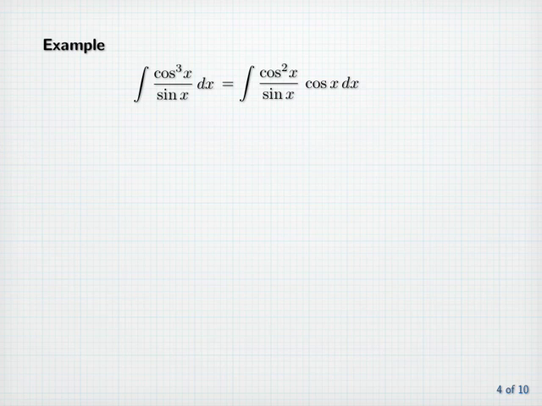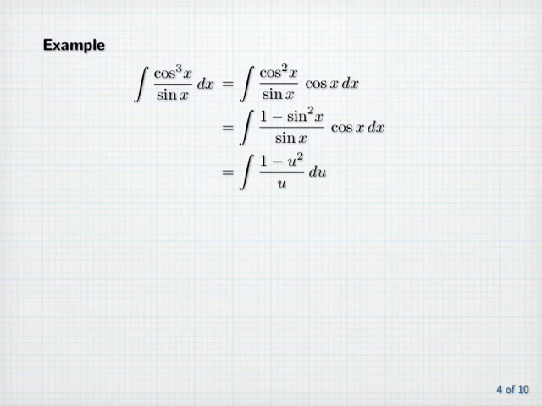In order to do that, we simply need to express the rest of the integrand in terms of sine, so we replace cosine squared x with 1 minus sine squared x, and now we make our substitution, and we get 1 minus u squared divided by u du. To do the integration here, we need to split this fraction up into two terms. The integral of 1 over u minus u du.